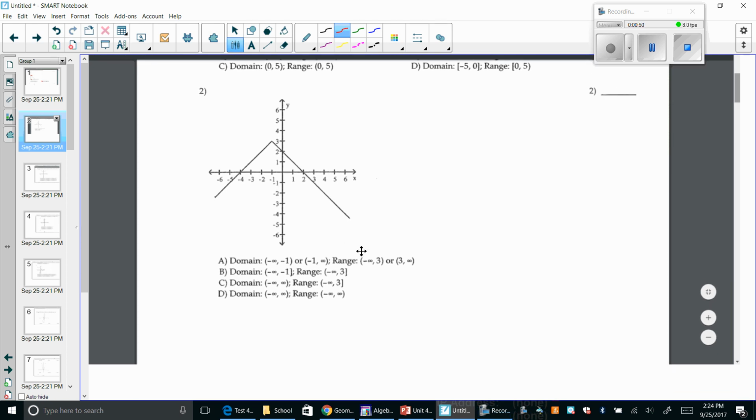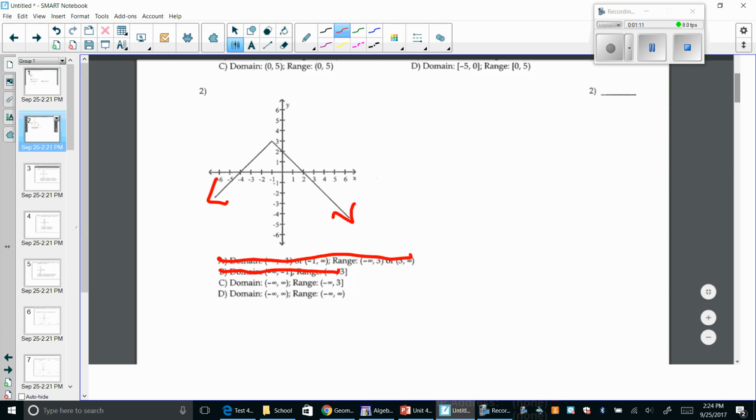They also want the domain and the range. The domain on this one, in these particular problems, and I know I told you in class, but I'll tell you again, if they don't have dots on the end, you can assume that those are arrows on the end. So when we're talking domain, it's going from left forever to right, so from negative infinity to positive infinity. So that means I can take out A and B. Those are not my choices.